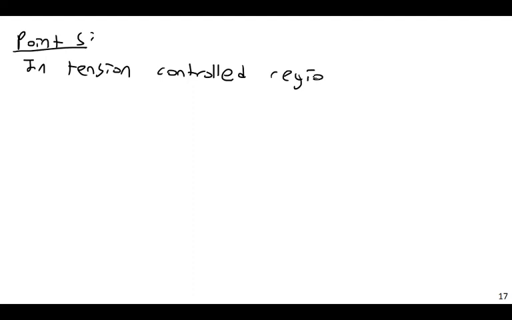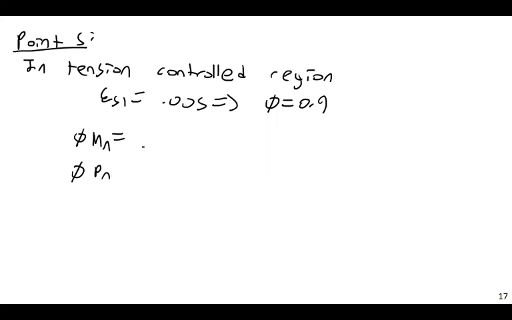In fact, it's the limit of that region, and we actually calculated everything assuming epsilon steel 1 was equal to 0.005. So from our phi diagram previously, we see that phi here is equal to 0.9. So our phi Pn, well, let's go ahead and do phi Mn first. Phi Mn is going to be equal to 0.9 times 320, and that's going to come to 288.1 kip-feet.